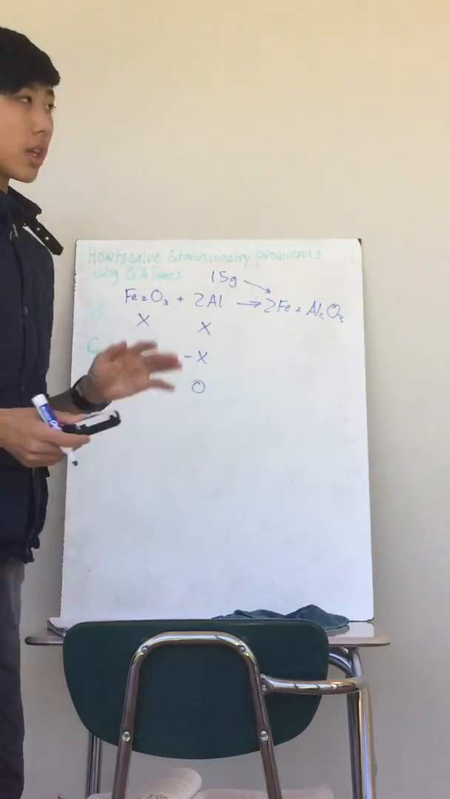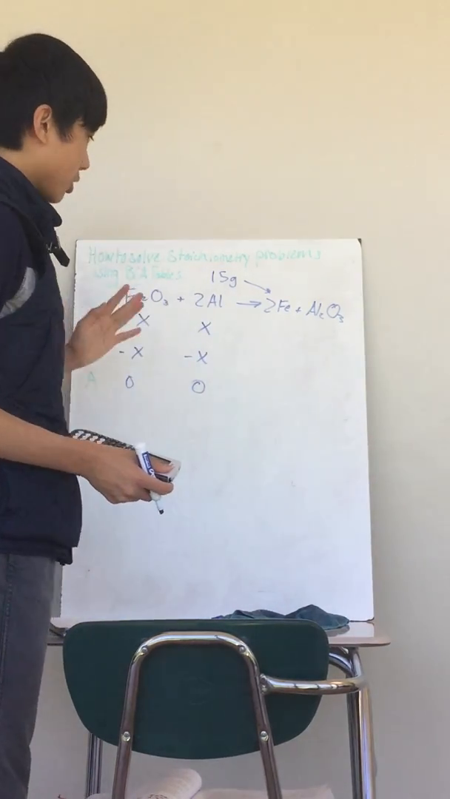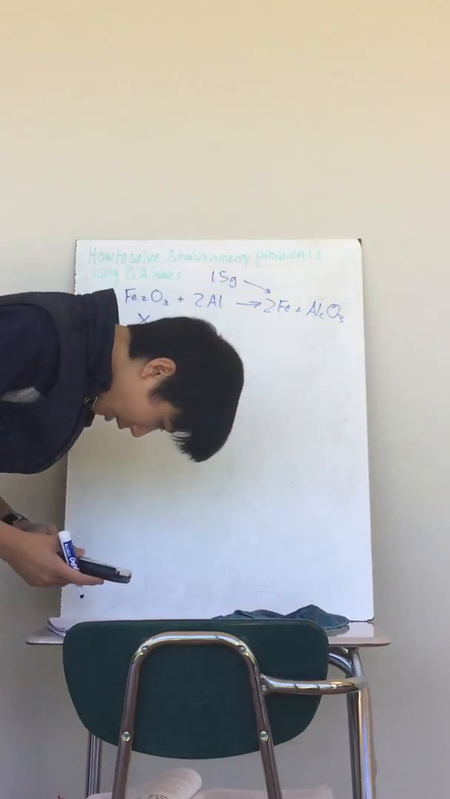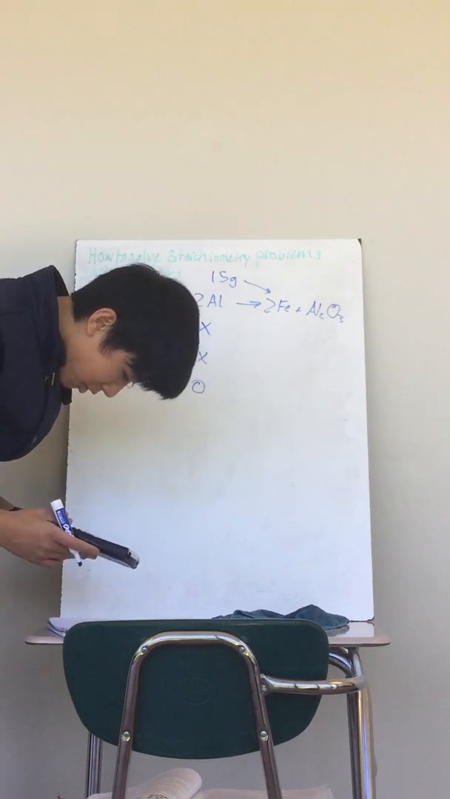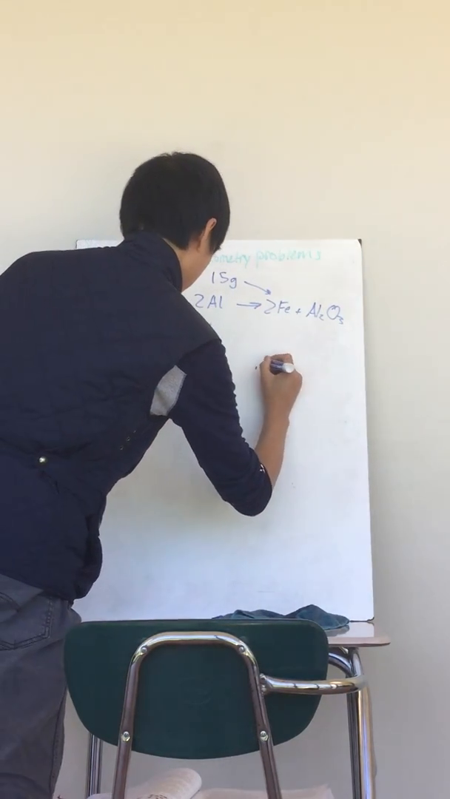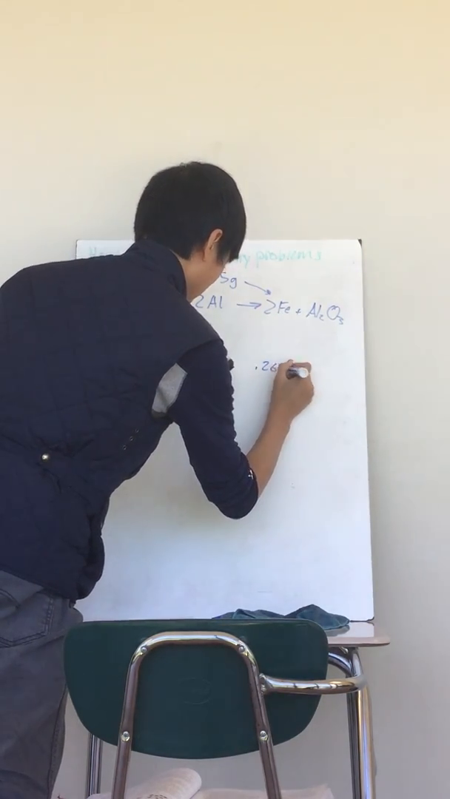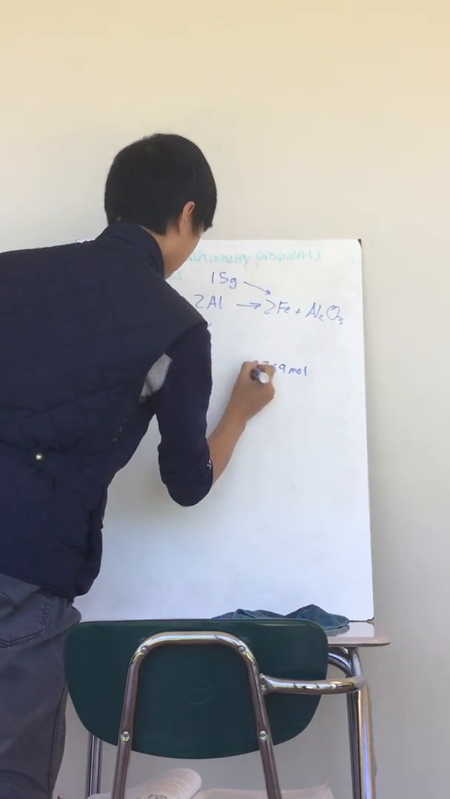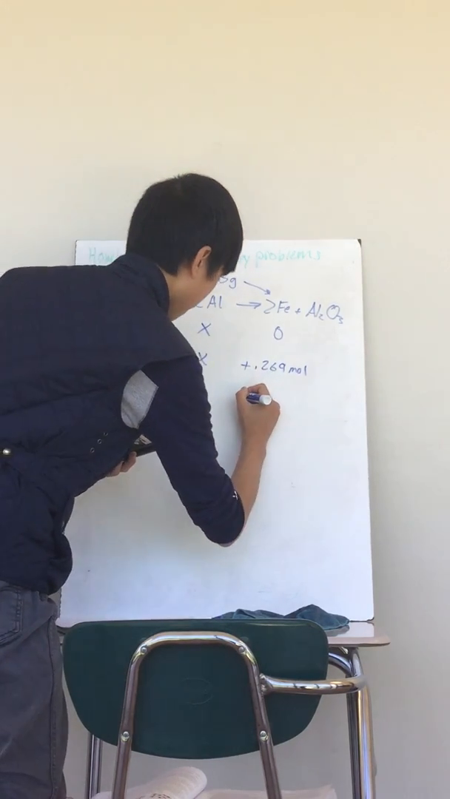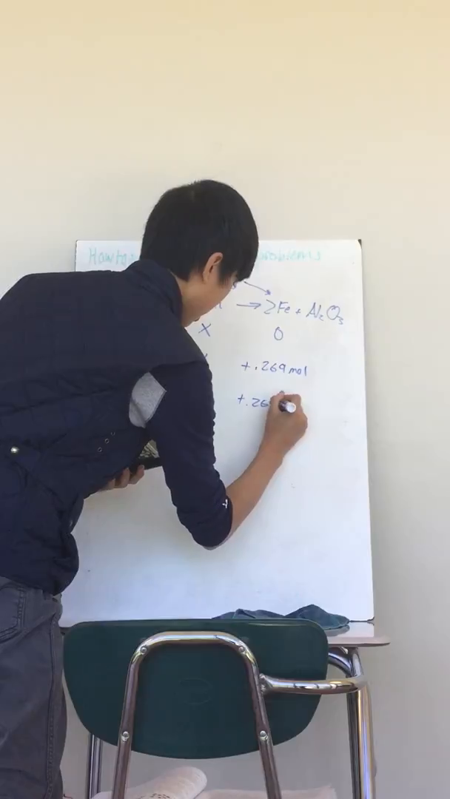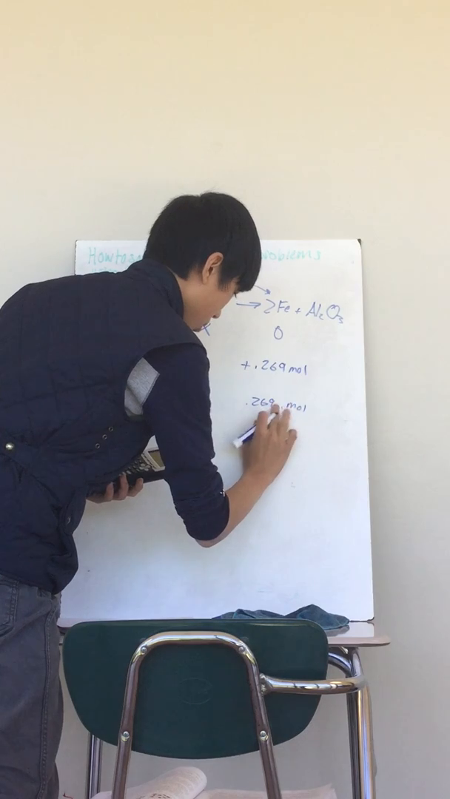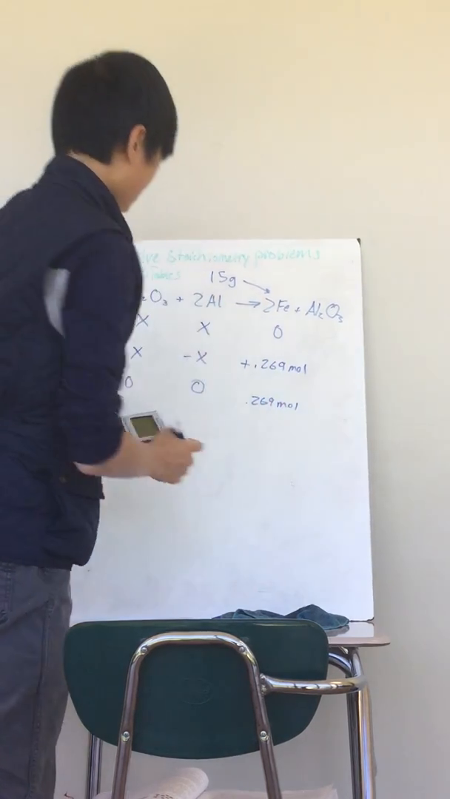The most important thing is that BCA tables involve moles. We have Fe, 15 grams of that. That would be 15 divided by 55.85, which gives you 0.269 moles. Because in the beginning you didn't have any of this, you add 0.269 moles.